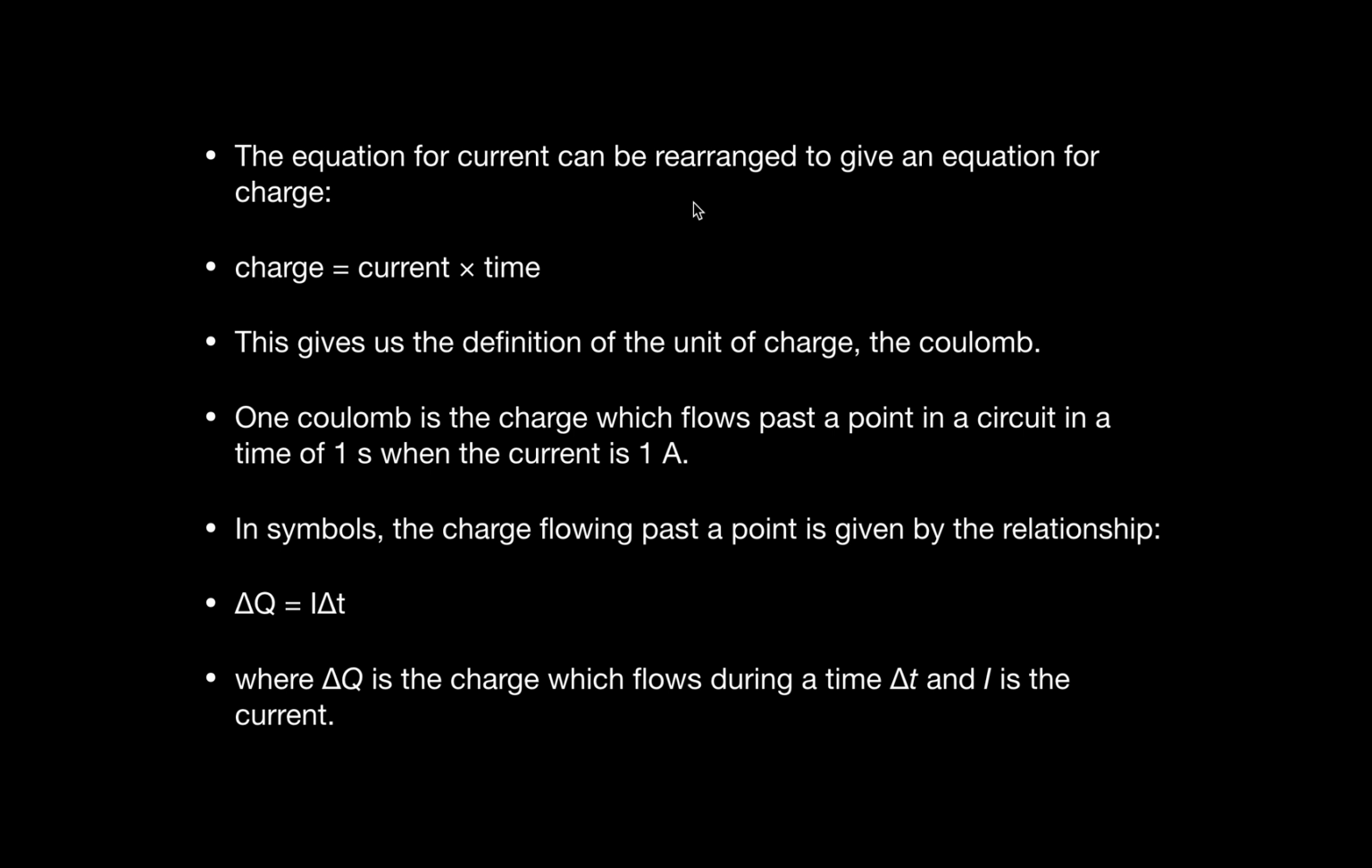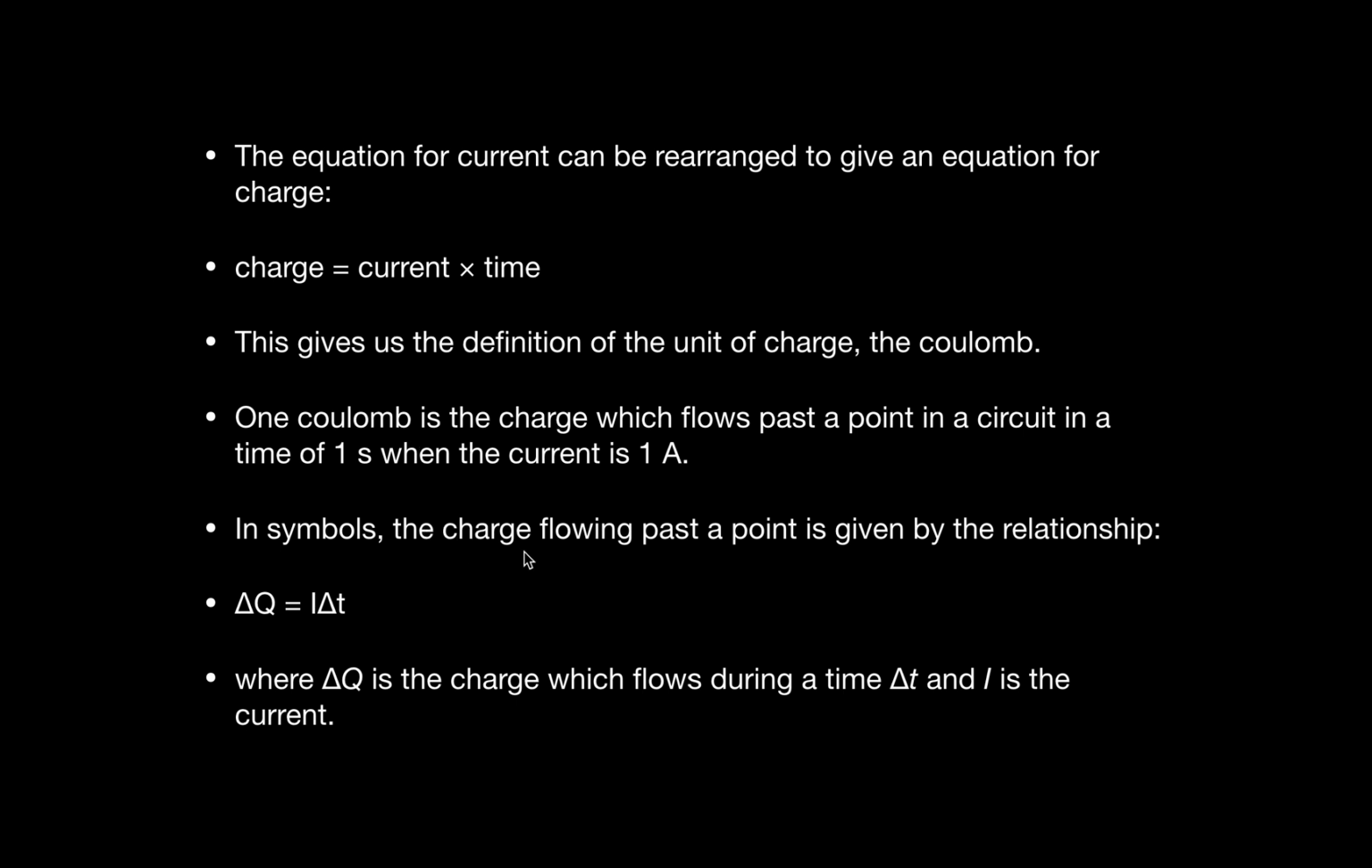And then we can further use this equation to define one unit, the coulomb, which is the unit for charge. So current was charge over time. We took time to the other side, so charge becomes current times time. This gives us a definition of the unit of charge, the coulomb. One coulomb is the charge which flows past a point in a circuit in a time of 1 second when the current is 1 ampere. 1 times 1 will give you 1.